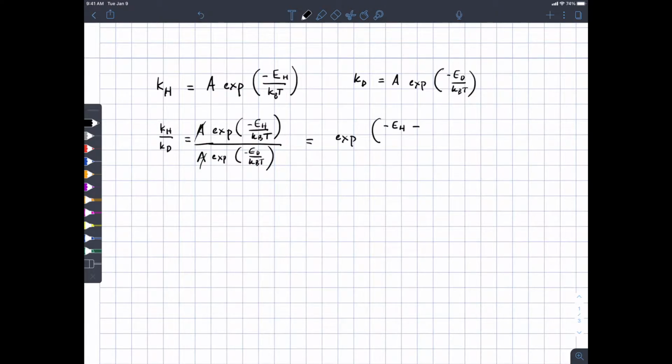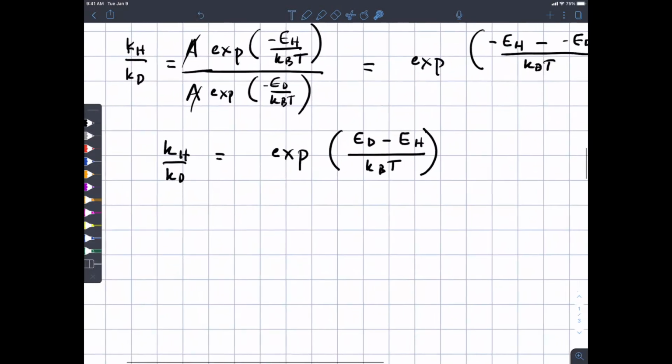dividing two exponential expressions is like subtracting the exponents. I can't remember what the rule is in math, but some of you are nodding your heads, so you sort of get it. So that's the same as subtracting those two terms inside the exponential. In other words, the kinetic isotope effect that we observe is going to be related to the difference in activation energy for hydrogen versus deuterium. Okay, so this is useful.